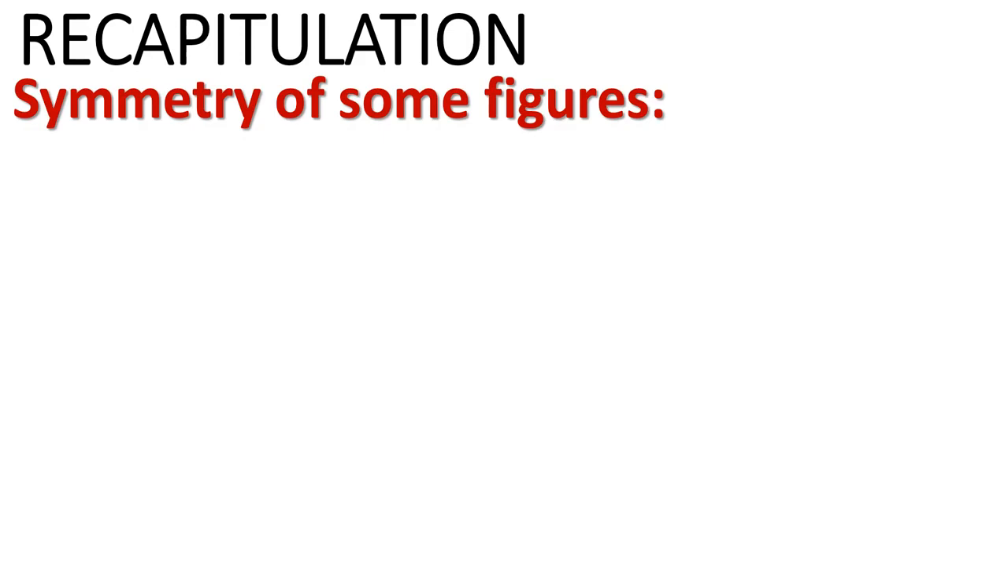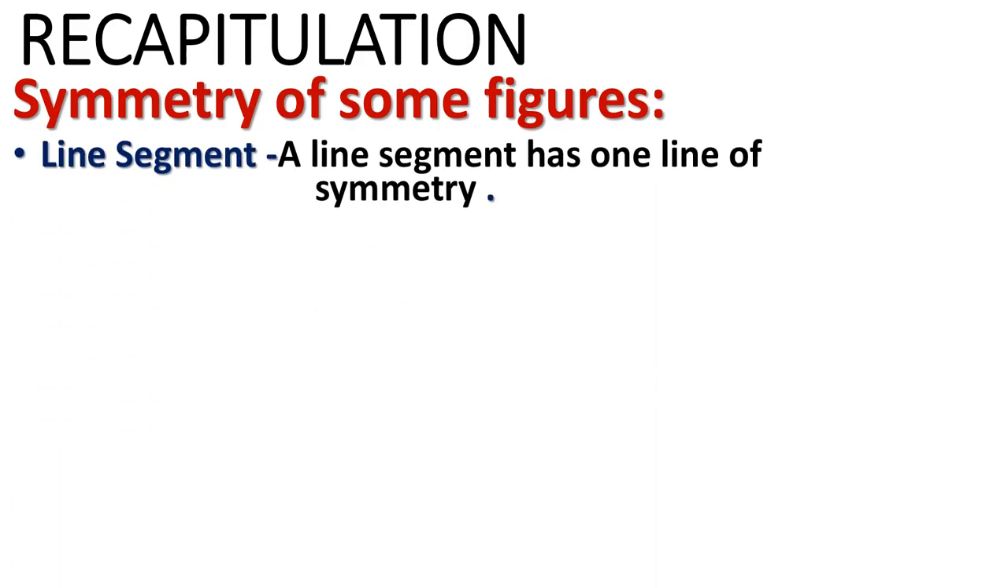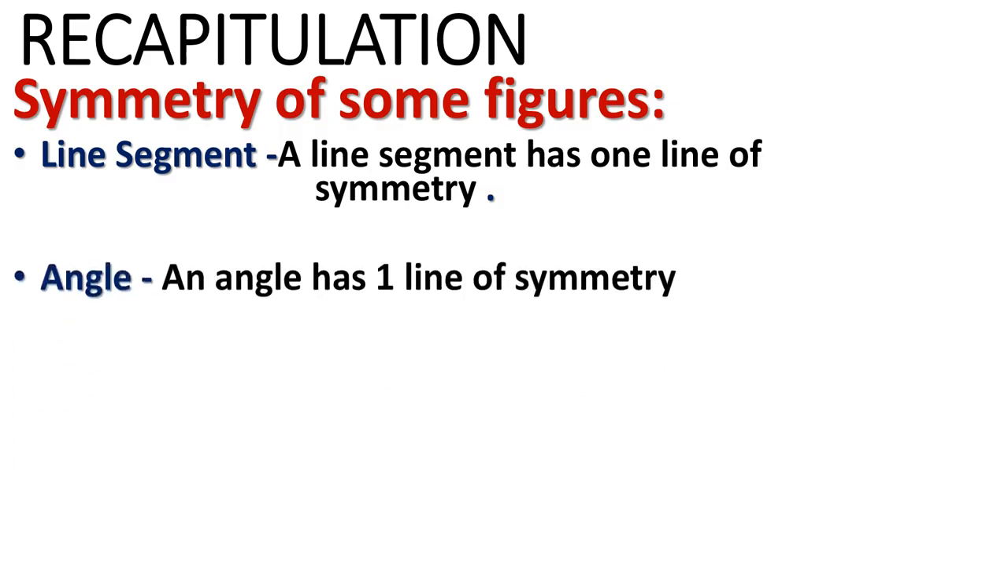First is line segment. A line segment has one line of symmetry, that is a vertical line of symmetry. Second is angle. An angle has one line of symmetry. It depends on the angle whether the line of symmetry is horizontal or vertical, how we are making the angle, it depends on that.